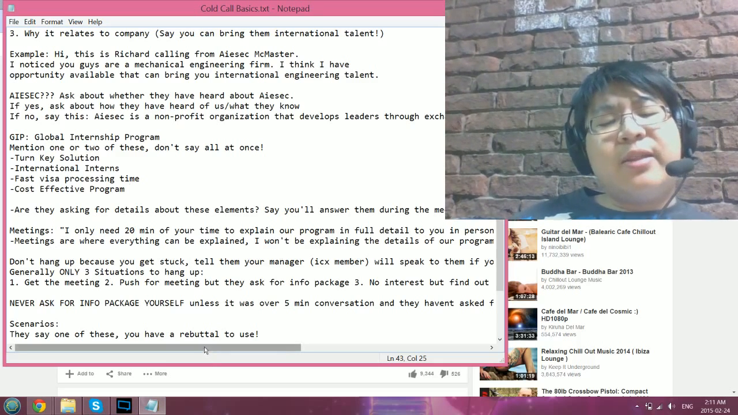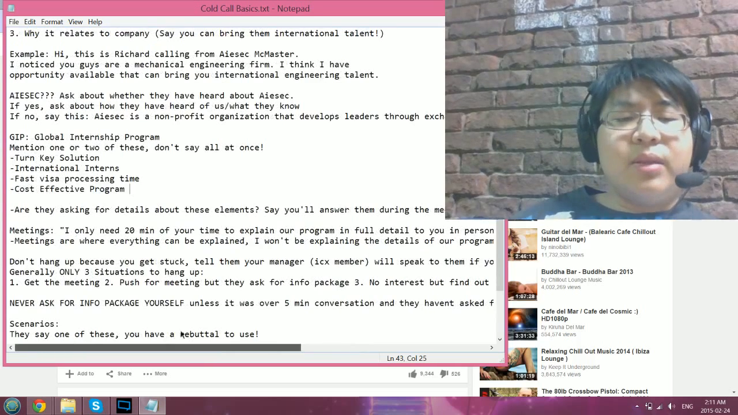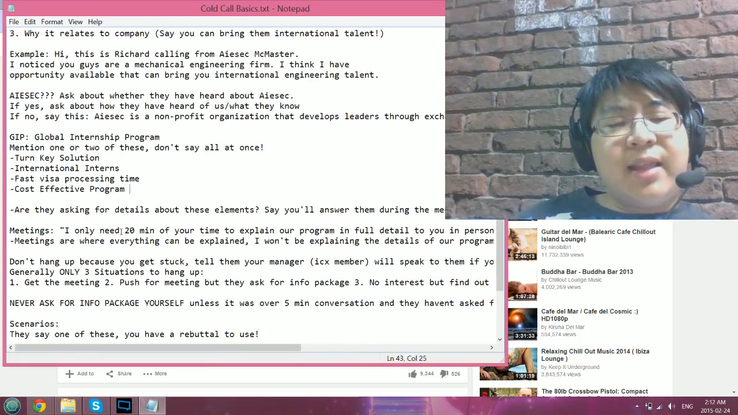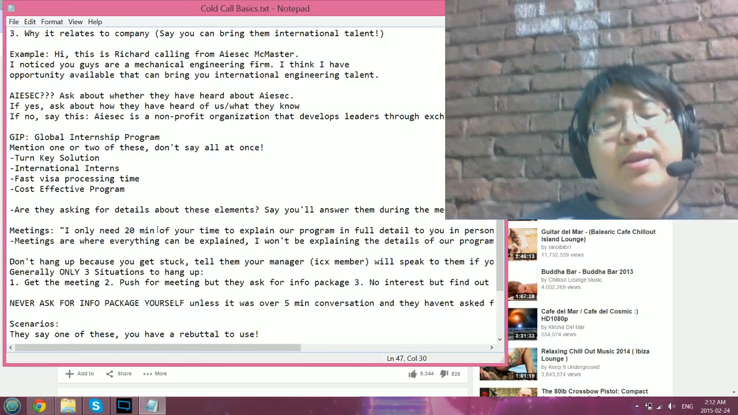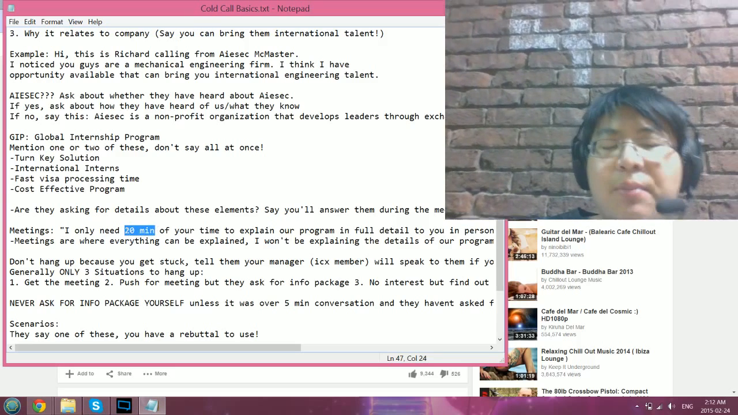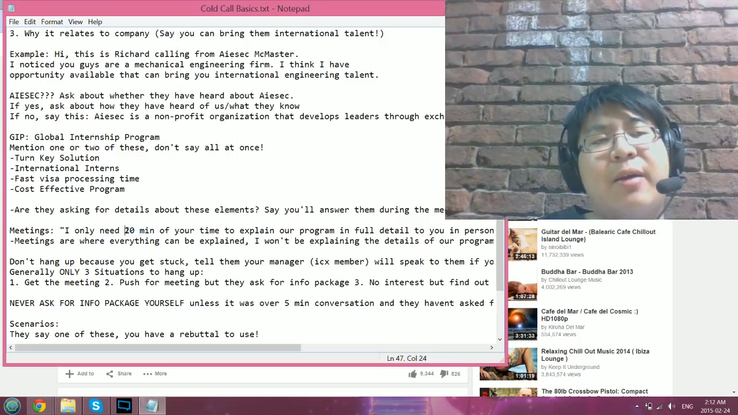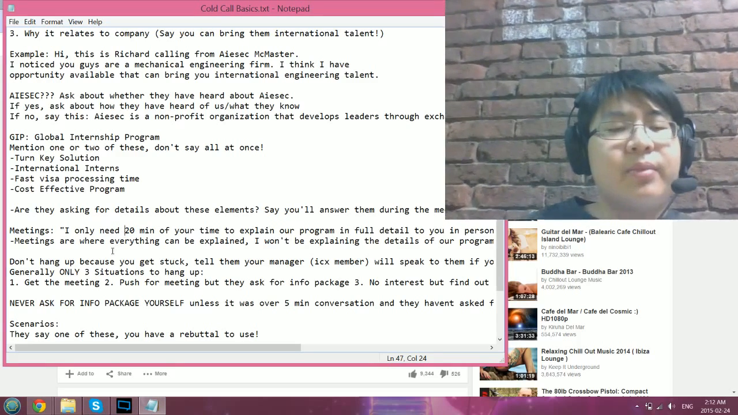Remember, the meetings are where everything is explained. You don't want to explain the details of the program during the call. You just want to highlight that the meeting is no obligation. It's just a meeting to introduce them to the program. You just want to explain some things. It won't take up a lot of their time. It's very low risk, basically.